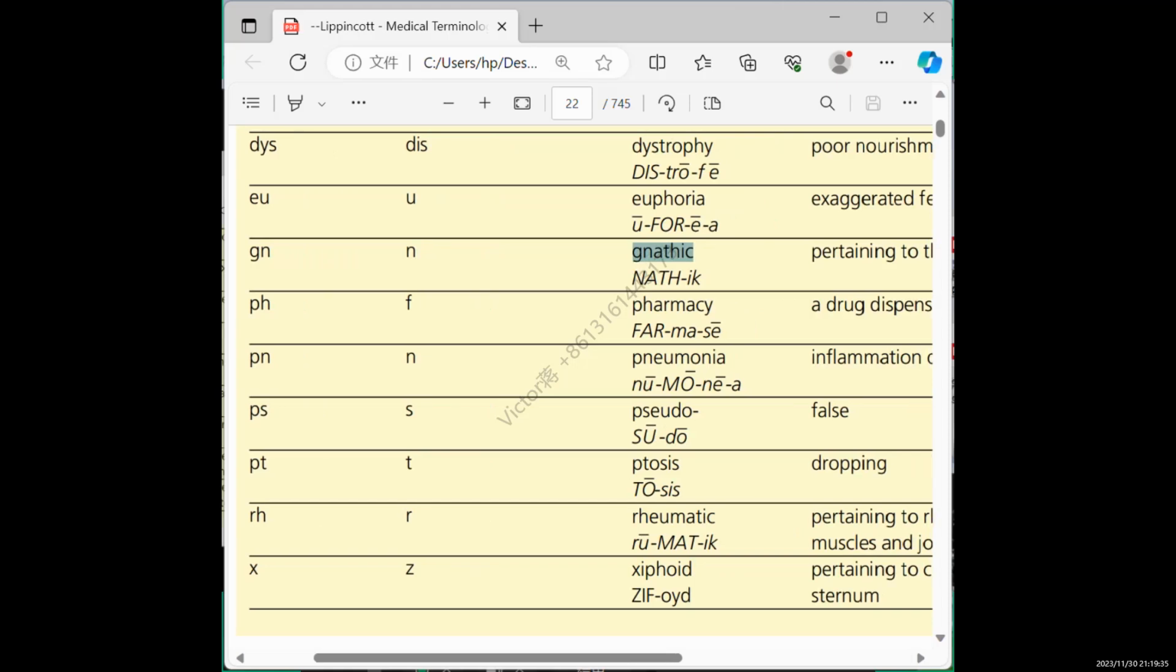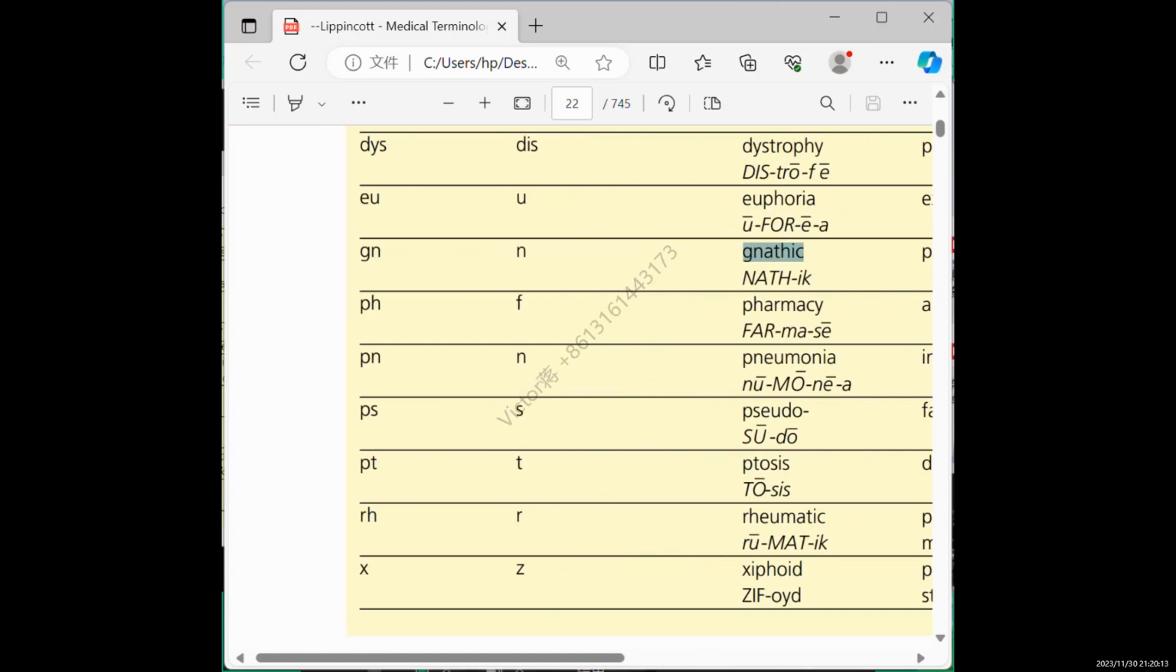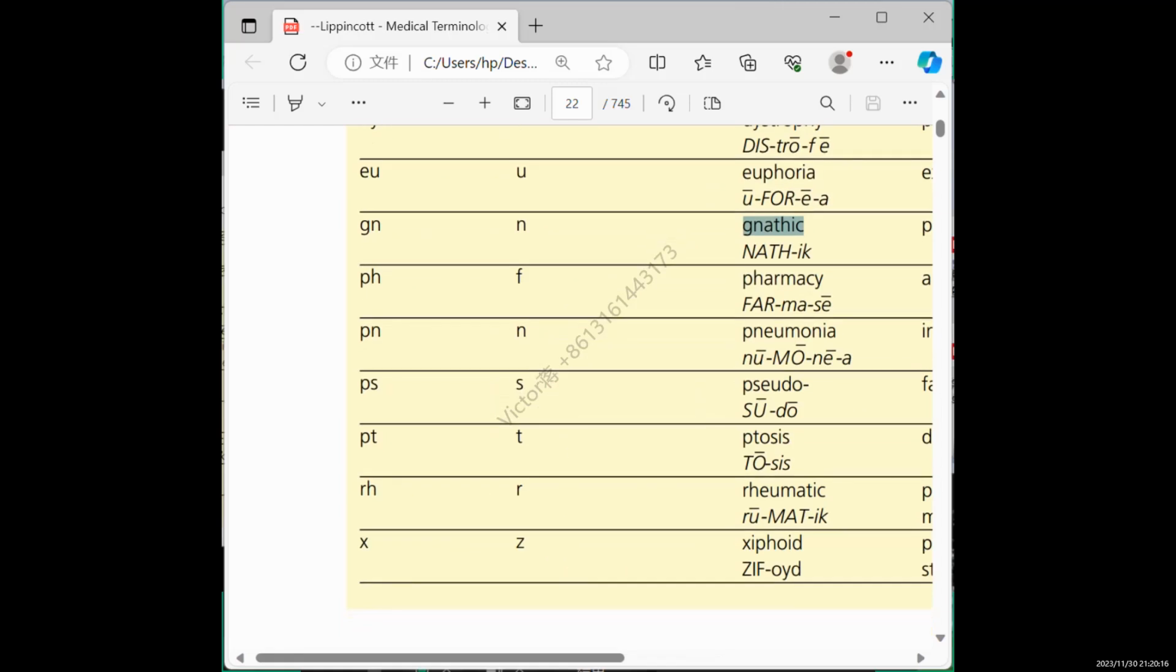So here, pharmacy. What is pharmacy? Pharmacy means a drug dispensary or drugstore, right? If you are a student in pharmacology, after graduating from university, you can be a pharmacist in a hospital or some clinic, or if you have money, you can run your own drugstore, a pharmacy, a drug dispensary, right? Yeah, you will be rich. Okay, pharmacy.